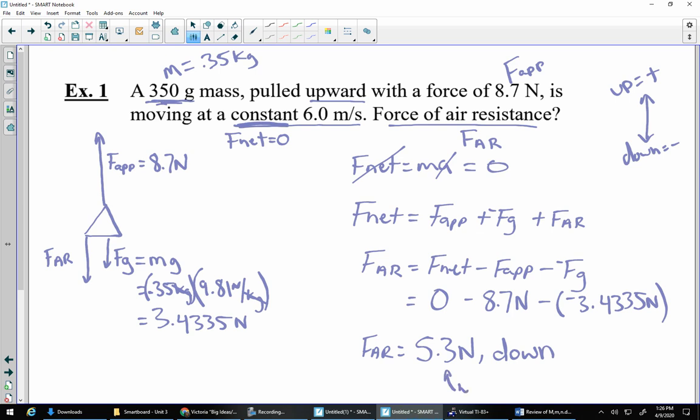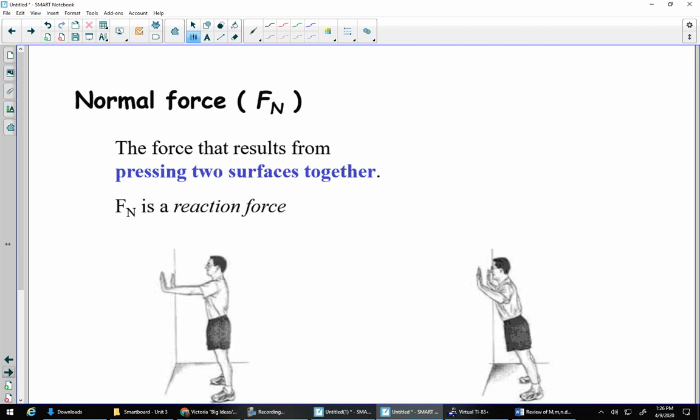So negative in the calculator will mean down. Cool. So that's not too bad. Let's put a circle around it. Big idea with this one is for any vertical system, don't forget you need to include force of gravity. Have to include force of gravity.